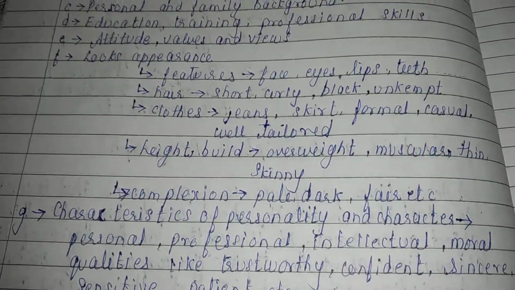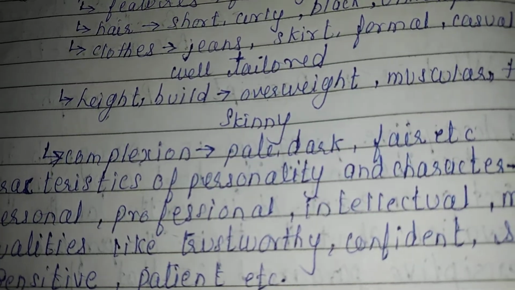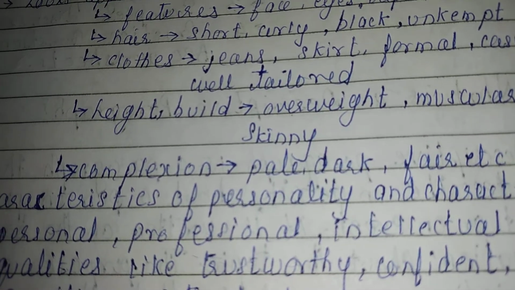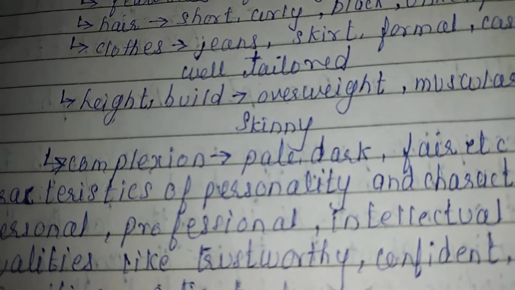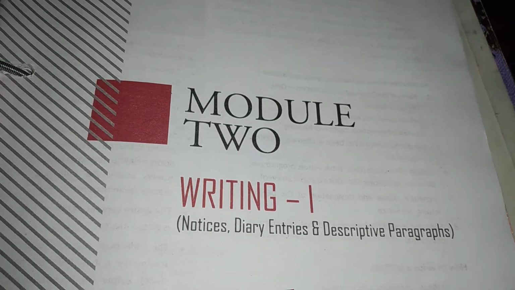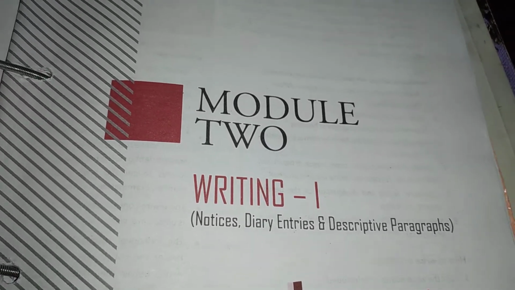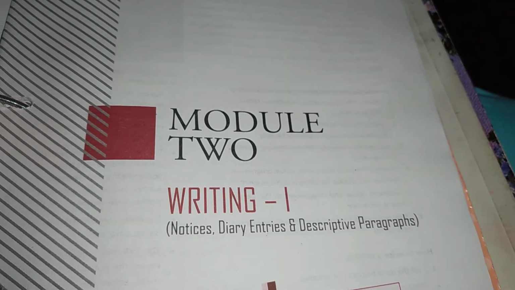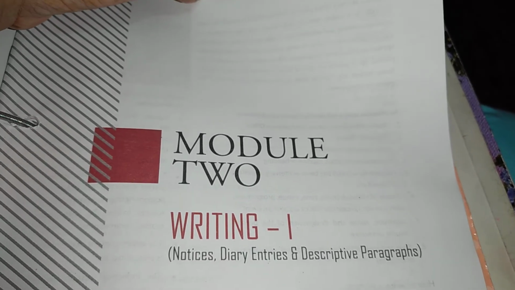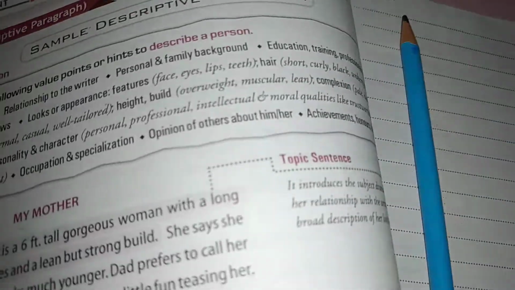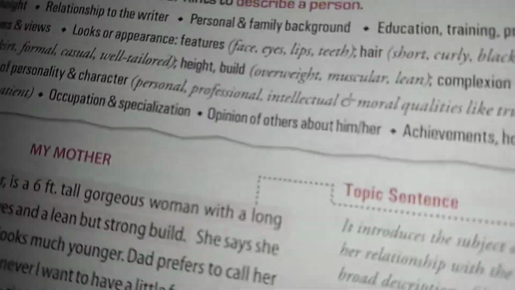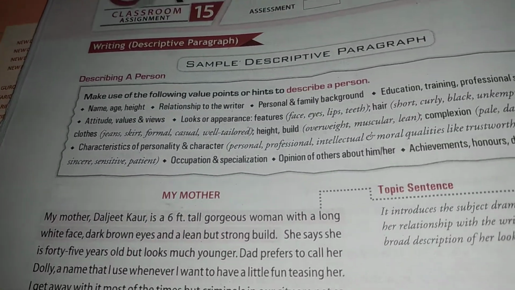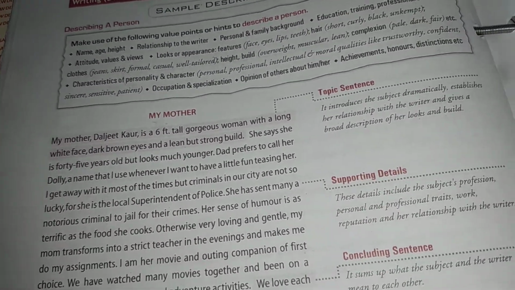Okay, so now students, along with this I'm going to discuss a sample from your BBC worksheet. So I want you to keep your BBCs ready with you. So yes students, you can see I want you to open up your BBCs and go to module 2, writing section 1, that has notices, entries, diary entries and descriptive paragraphs. Okay, and here I would like you to turn over to page 80. So on page 80 we are going to do a sample descriptive paragraph, and that is about my mother.